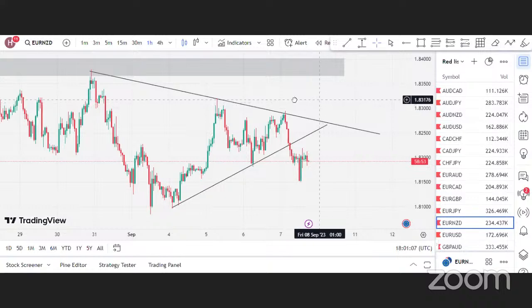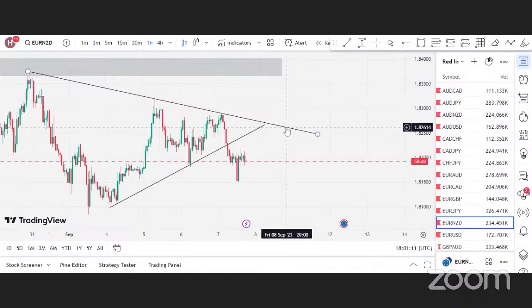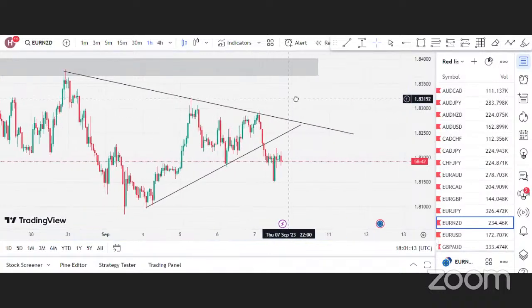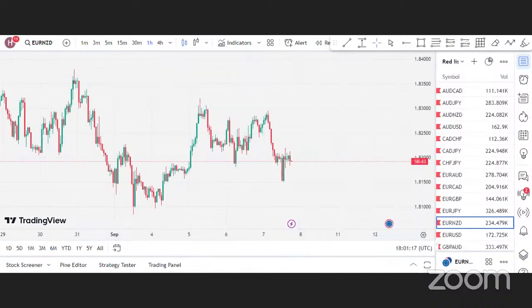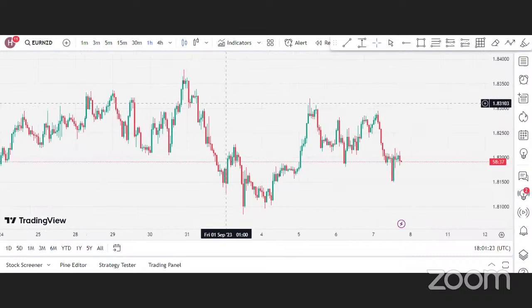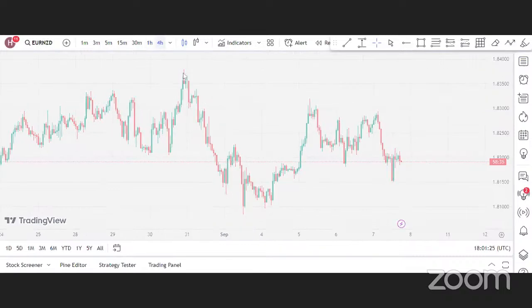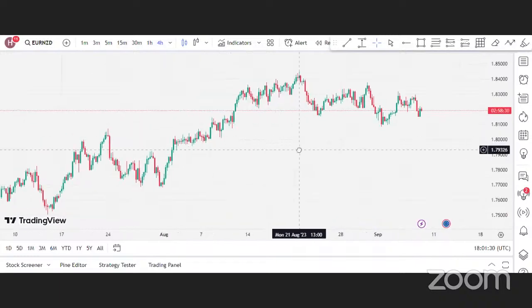Okay, so right here, this is a market I'm currently analyzing. So I'm just going to delete everything here, and then I'm going to restart the whole process from the beginning, because I want you to just follow along on everything that I'm doing.